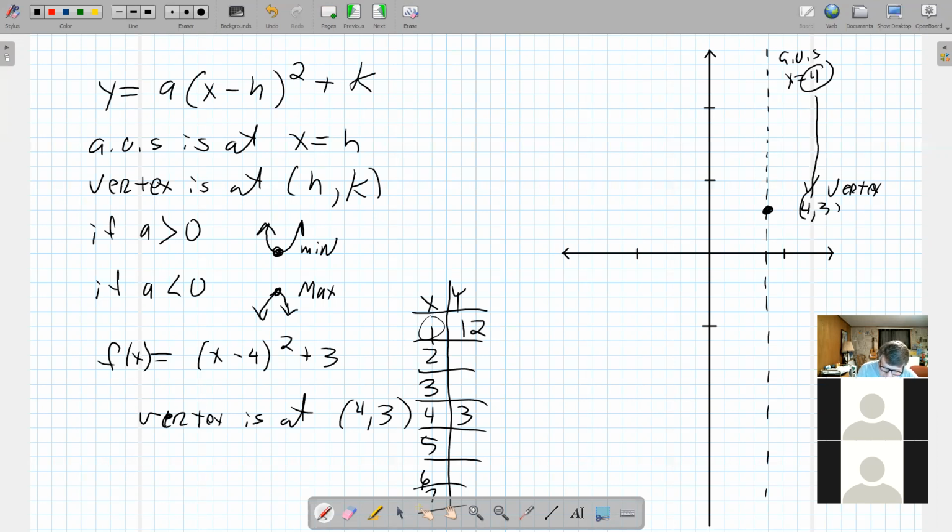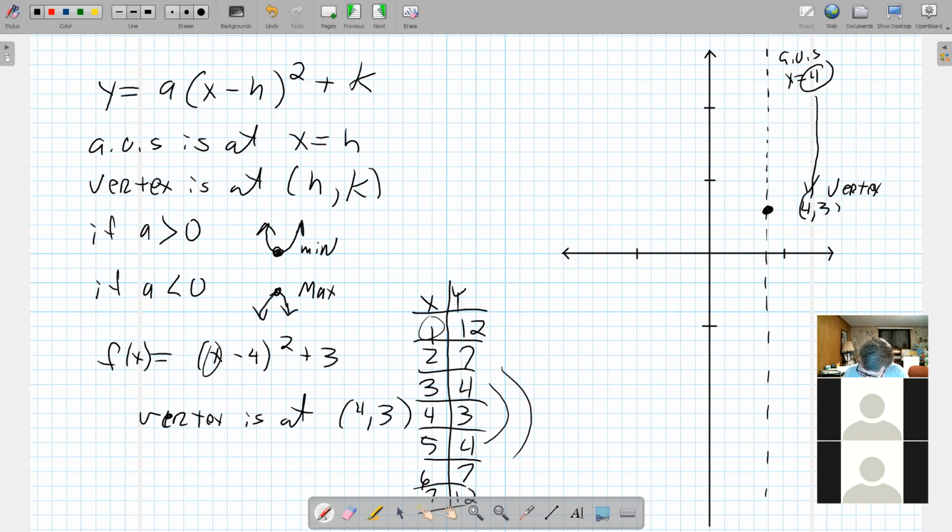If x is 2, 2 minus 4 is negative 2. Negative 2, the quantity squared is 4. 4 plus 3 is 7. If x is 3, 3 minus 4 is negative 1. Negative 1, the quantity squared is 1. 1 plus 3 is 4. If x is 4, well, we've already got that one. If x is 5, 5 minus 4 is 1. 1 squared is 1 plus 3 is 4. If x is 6, 6 minus 4 is 2. 2 squared is 4 plus 3 is 7. Oh, look what's happening. This is going to be 12.